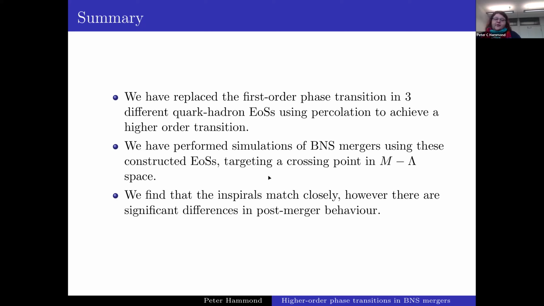We performed some binary neutron star merger simulations with 10 of these different equations of state, where we're targeting a crossing point in this mass lambda space. And what we see is that the inspirals match closely as we would expect, because the masses and the lambdas are very similar. But there's a big difference in the post-merger behavior between these simulations.